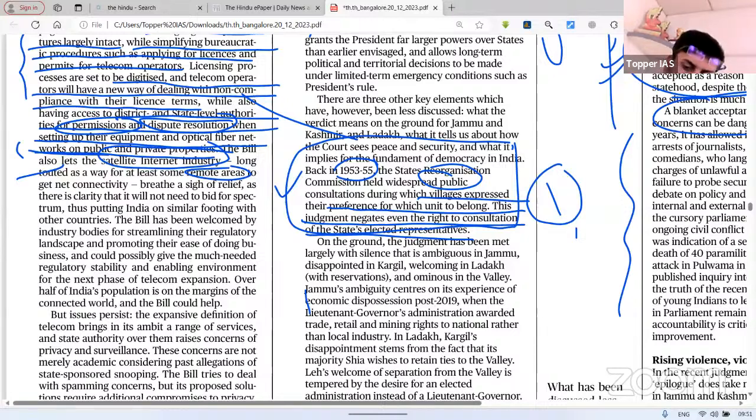And one more important point is that it will not need to bid for spectrum. That is very important for remote areas. You know that 2G spectrum, 3G spectrum auctions will be there, and they have to purchase. So those who provide internet to the remote areas need not bid for the spectrum.